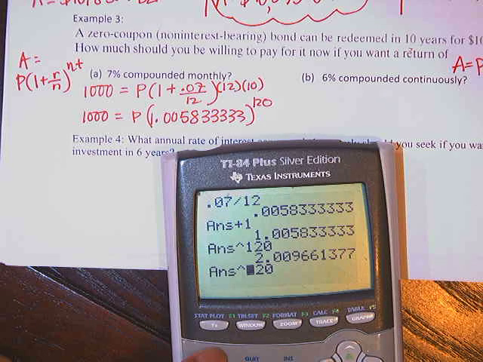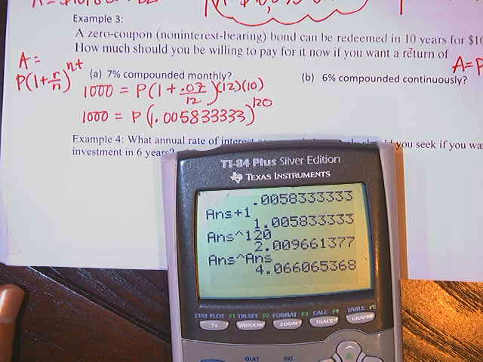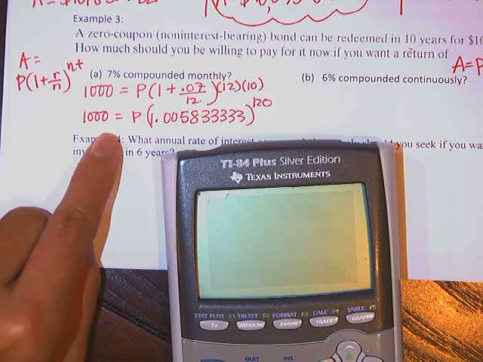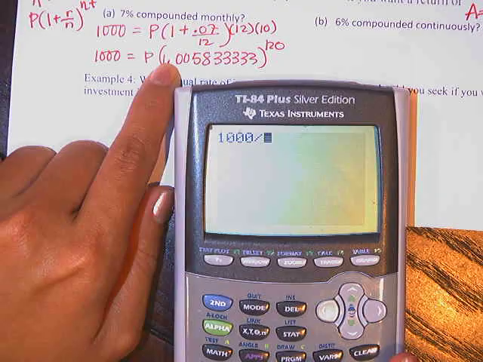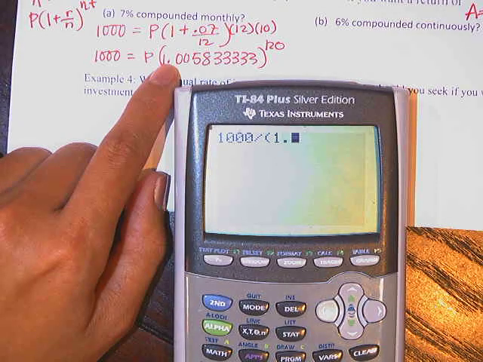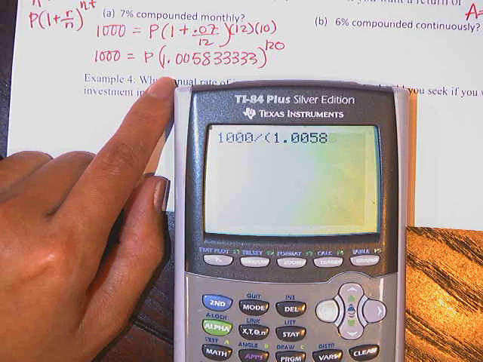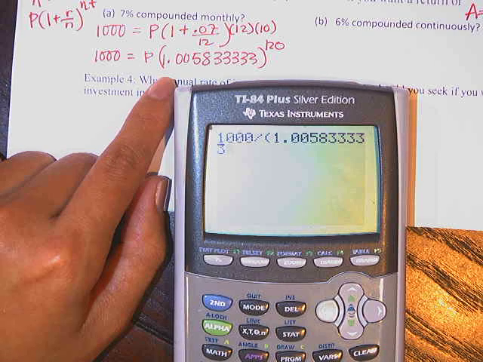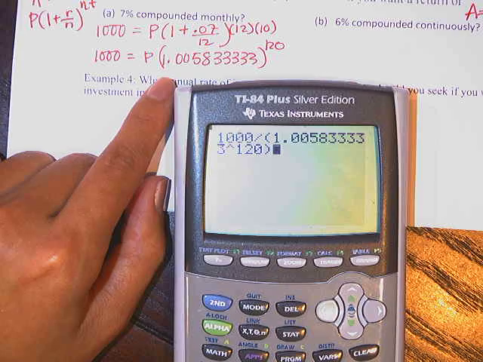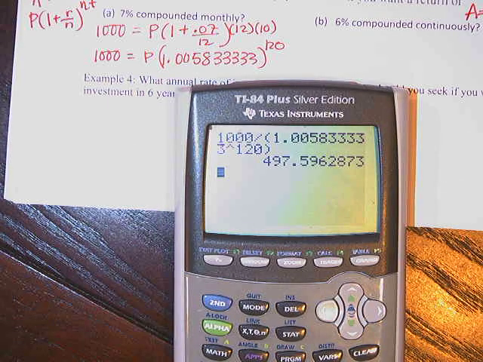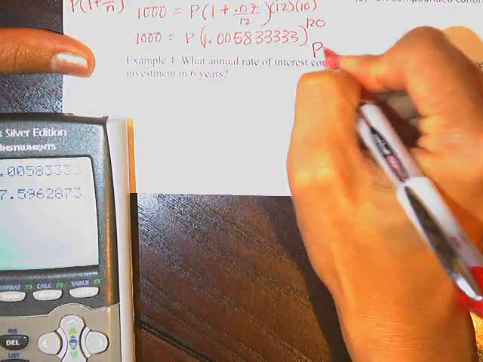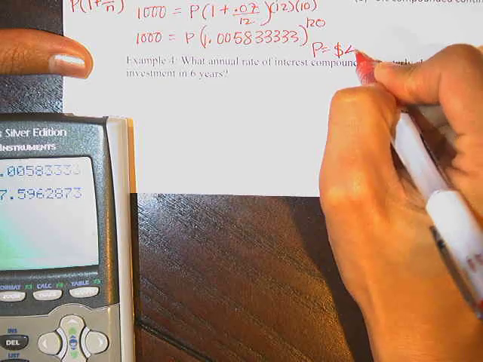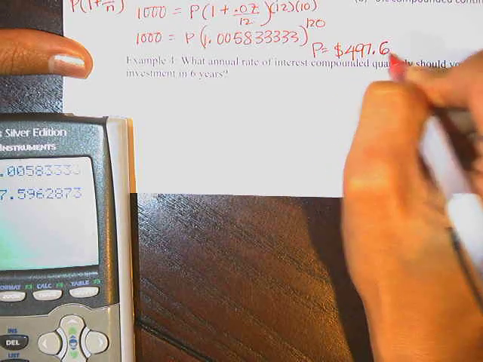Oops. Okay, that's not what I want. Never mind, do this again. 1,000 divided by, I'm just going to put all of the decimals in. Here we go. 1.00583 with five threes. This is to a power of 120. I think that's what I needed to do. Okay, so $497.60 is what P comes out to be. So P comes out, put the unit in, $497.60. Okay.